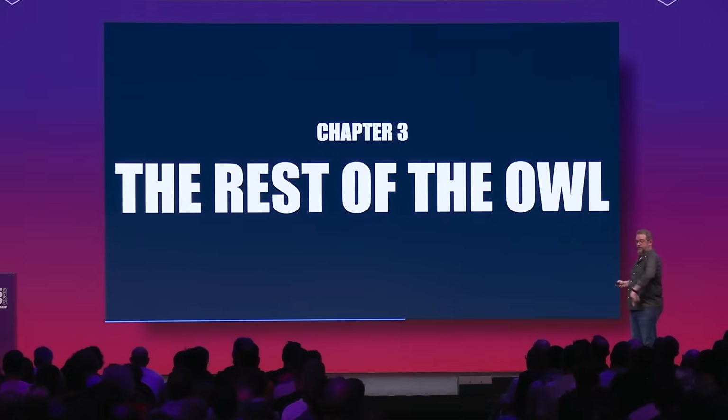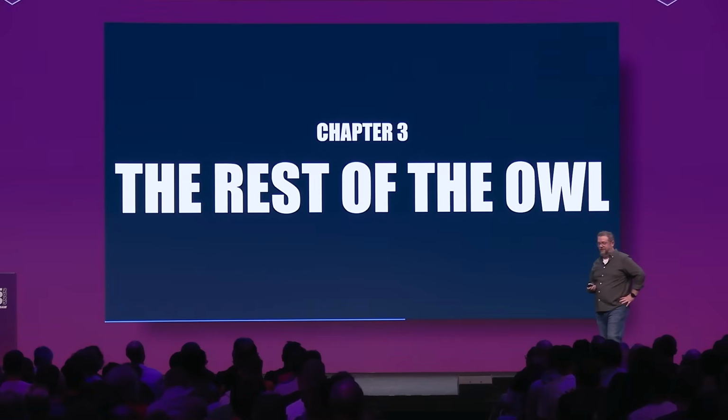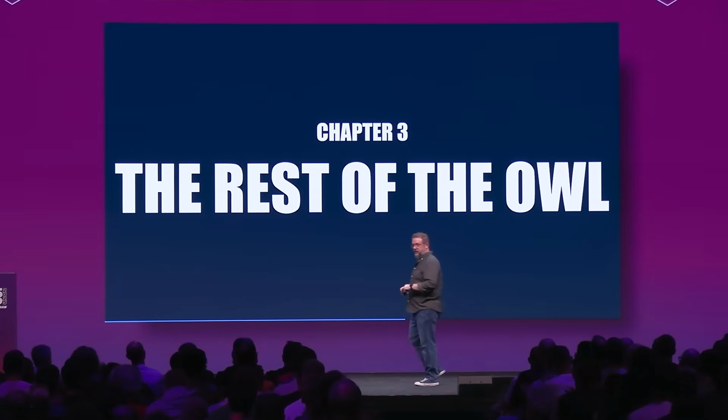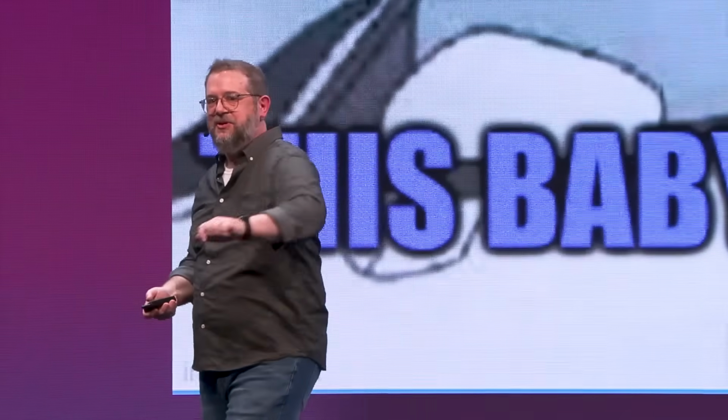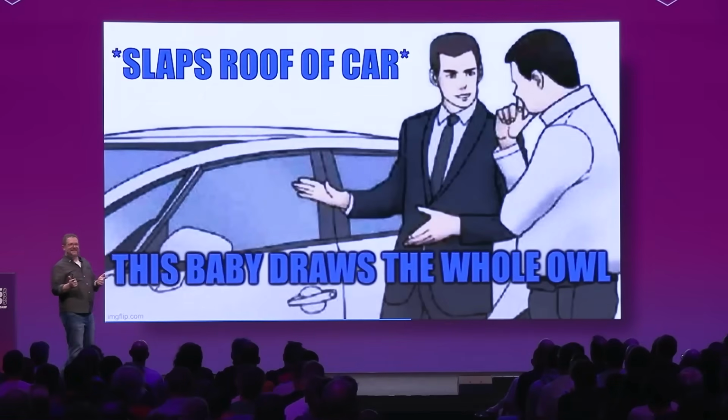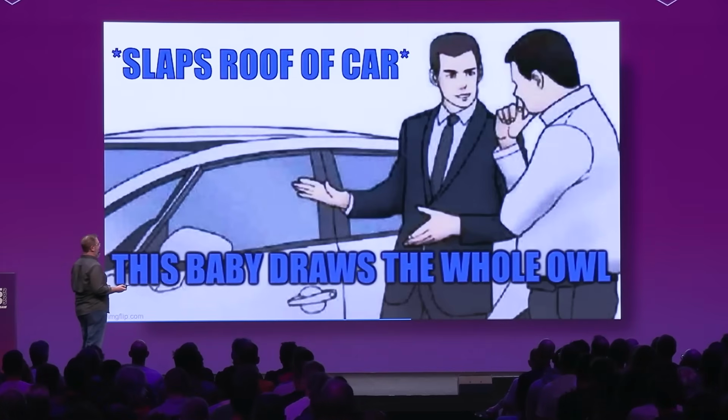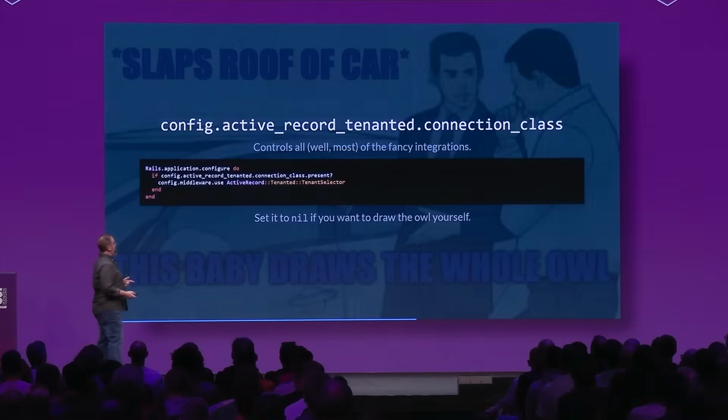OK, so I've talked about the Active Record bit, but now we need to talk about how to draw the rest of the owl. I'm going to speed up because I'm low on time. This is going to feel a little bit like I'm a salesman, just running down a list of features. I'm going to slap the hood of the car and tell you, this baby draws the whole owl. OK, real fast, here we go.